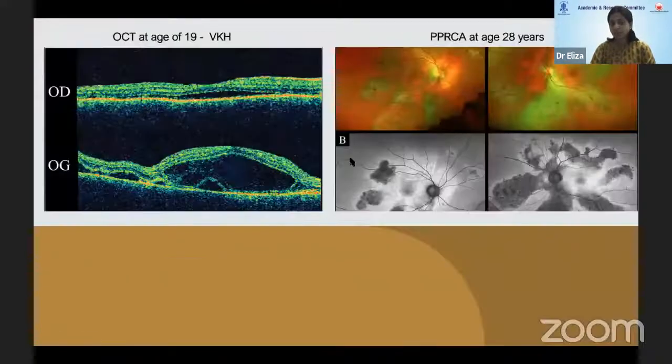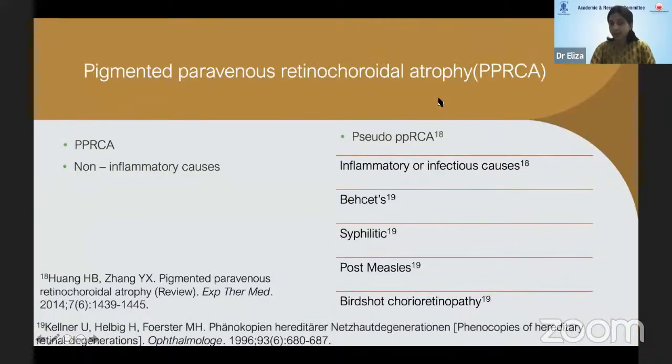Now, this is an interesting case where a girl at the age of 19 had VKH. She was treated with immunosuppressives and steroids and had no recurrences following that. But at the age of 28, she had recent onset nyctalopia, for 2 years. On fundus examination, there was PPCRA. Again, pigmented paravenous retinochoroidal atrophy can be associated with inflammatory and infectious causes, and that's when it is called pseudo-PPCRA. It has been reported to be associated with Behçet's, syphilis, post-measles, and birdshot chorioretinopathy.